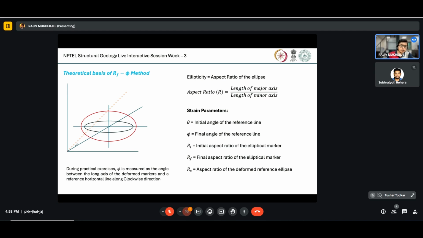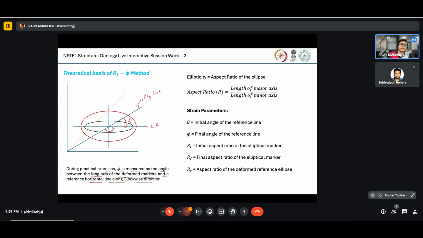Now, one thing important to note is that during practical exercises, phi is measured as the angle between the long axis of the deformed marker and a reference line along the clockwise direction. So this is the reference line and this is the long axis, right? So we measure the angle clockwise, not this angle. This angle won't be considered. Only this angle will be considered because this is clockwise.